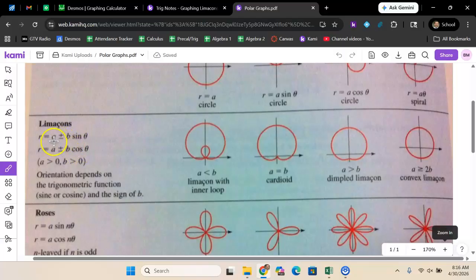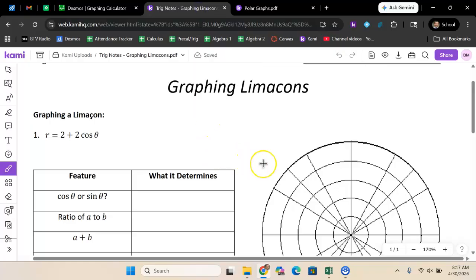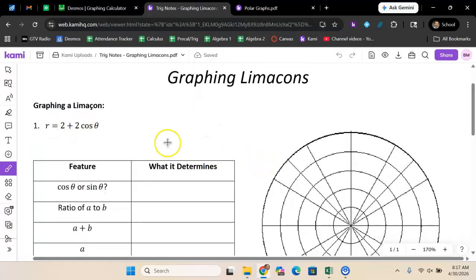Okay, so we've got this number in front, and we're either adding or subtracting some number times sine or cosine. This is what these things are going to look like. They're kind of circular, more than anything else, but they could have these kind of dimples, or possibly even an inner loop inside of them. Okay, so we're going to talk about how we get those different shapes in this video. So we've got an example, 2 plus 2 cosine theta.